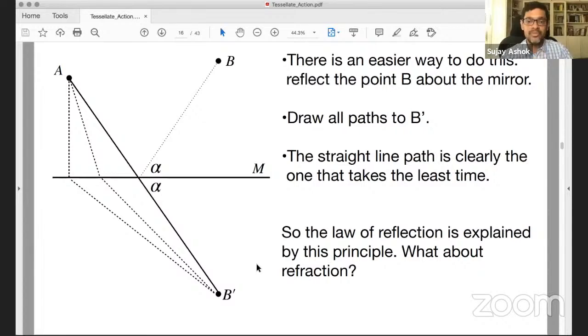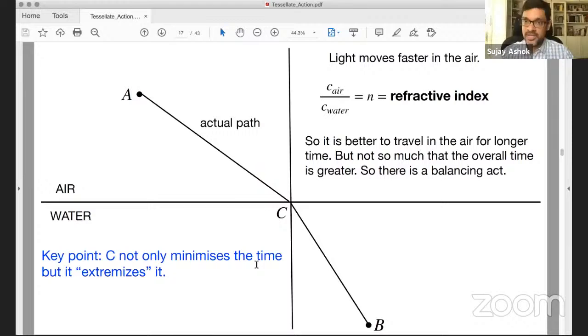I'm hoping that you've seen this before at some point, but it's a very simple illustration of the idea that the principle of least time gives you the fact that angle of incidence is the same as angle of reflection. Okay? Okay, great. Now let's go to the harder problem, which is the principle of refraction.